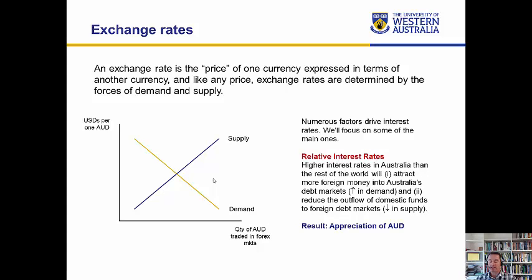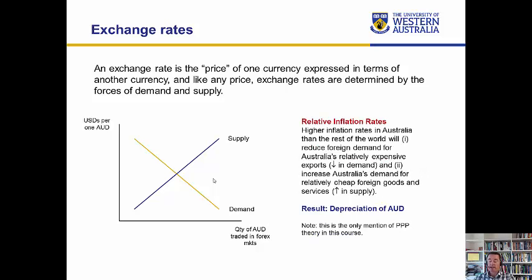funds remain in Australian debt markets because of these higher interest rates. That causes a decrease in the supply of the Australian dollar, because if there is a smaller amount of domestic funds flowing out of Australia because interest rates are now higher, that reduces the amount of Australian dollars passing through the foreign exchange market, and it is effectively a reduction in the supply of the Australian dollar. So in this diagram we've got the demand curve increasing, the supply curve decreasing. They combine to cause an appreciation of the Australian dollar. So higher interest rates in Australia will mean that the Australian dollar will be appreciating.